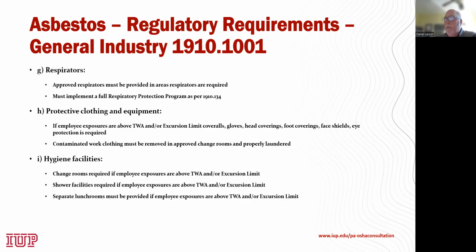NIOSH approved respirators must be provided in areas where asbestos is present. They're going to want to wear a respirator with a HEPA filter, HEPA cartridge, if it's an air purifying respirator, and they have to be approved. You have to implement a full respiratory protection program in accordance with another OSHA standard, 1910.134. That's the OSHA respiratory protection standard.